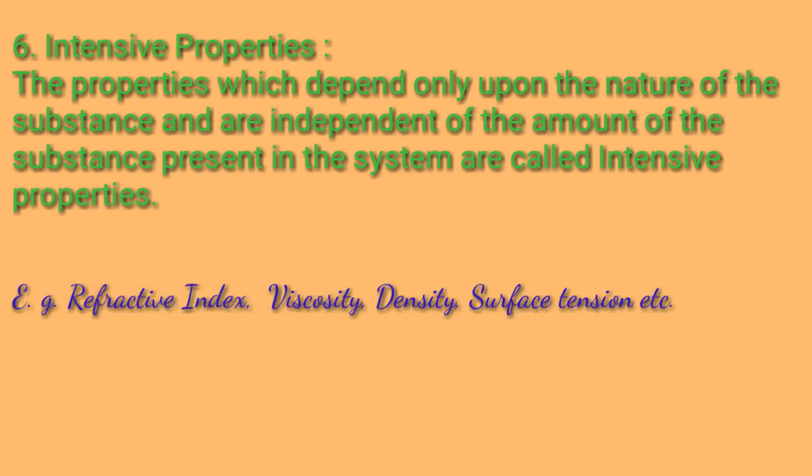An example of intensive property is refractive index of a substance. Refractive index of a substance depends upon the nature of that substance, not on the amount of that substance. Okay, such properties are called intensive properties. Other examples of intensive properties are viscosity, density, surface tension, etc. Viscosity, density, and surface tension of a substance also depend upon the nature of that substance only. These properties are independent of the amount or the quantity of that substance.